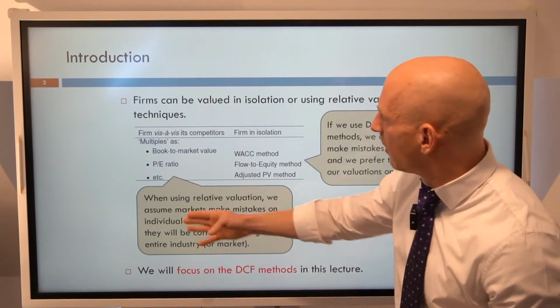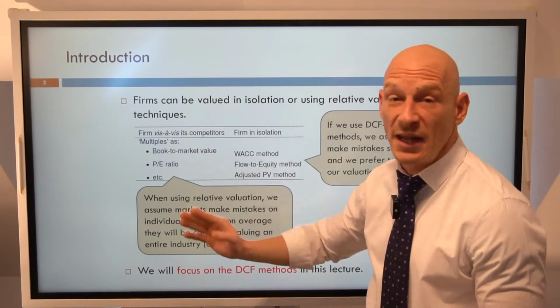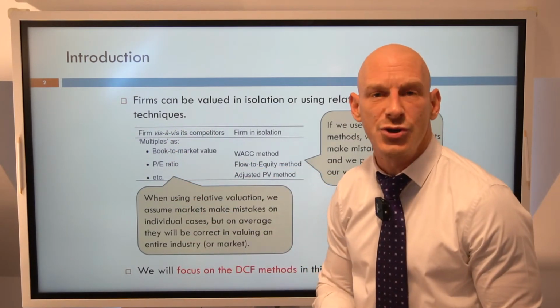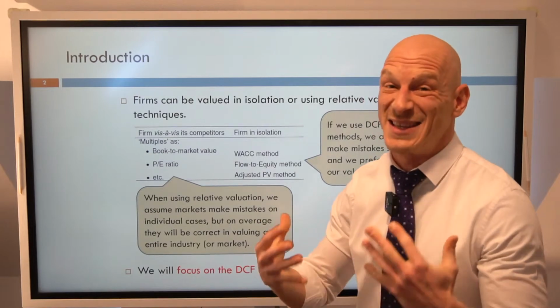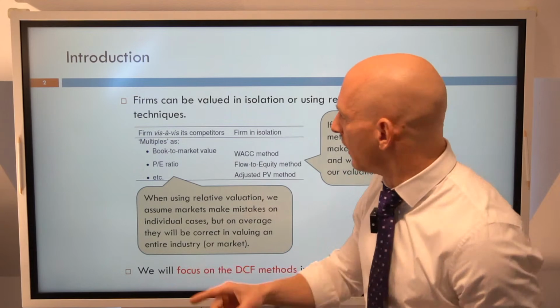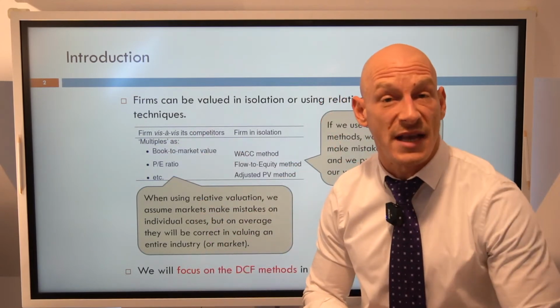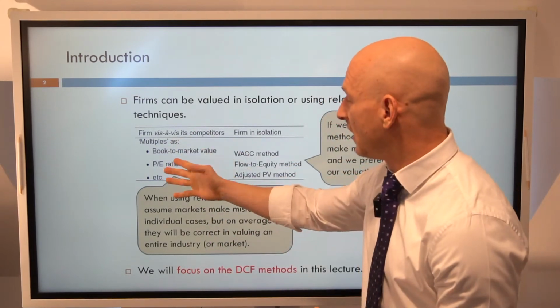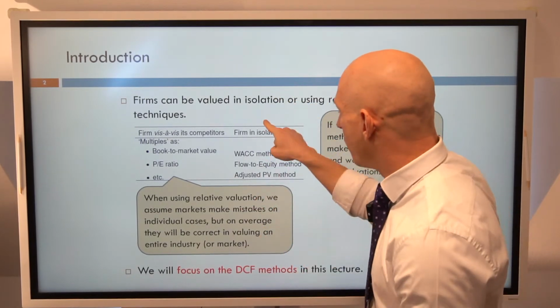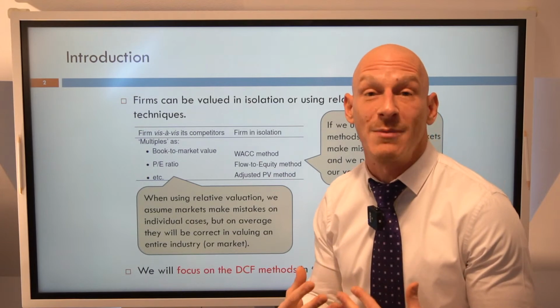So essentially, how can we justify the use of, let's say, multiple methods, so relative firm valuations, by assuming the market gets it right and only screws up basically in exceptions. This, however, is not what we're going to discuss in great detail. This is basically it. We will zoom in on three firm valuation methods, how we can evaluate firms in isolation.